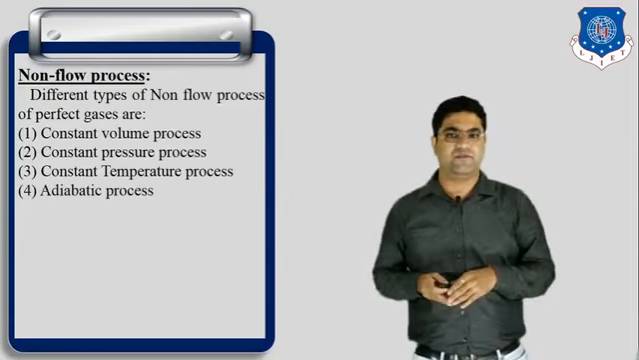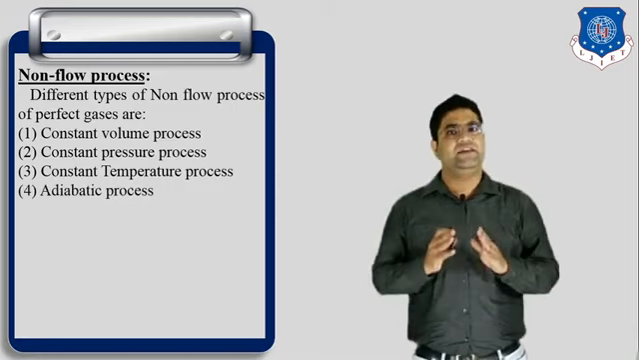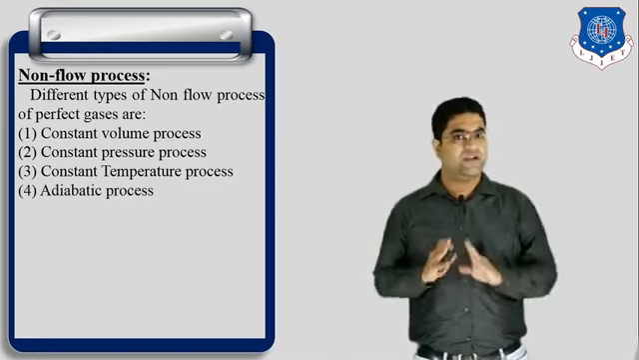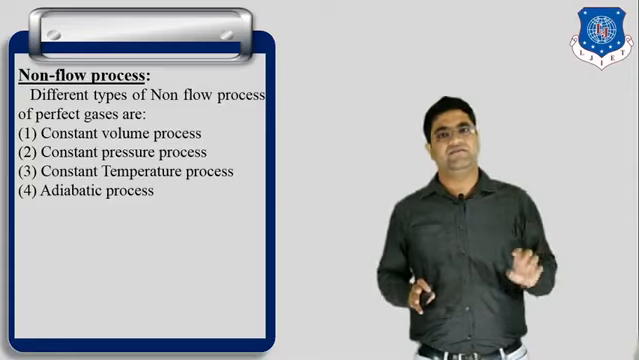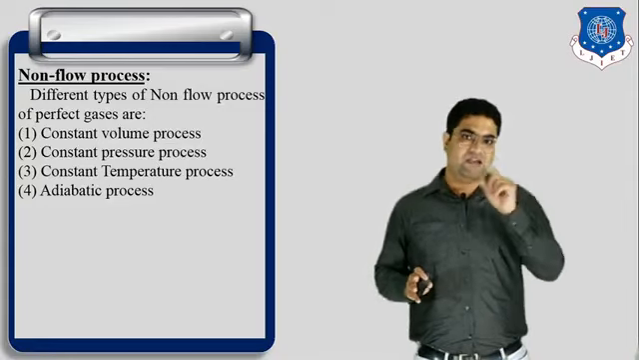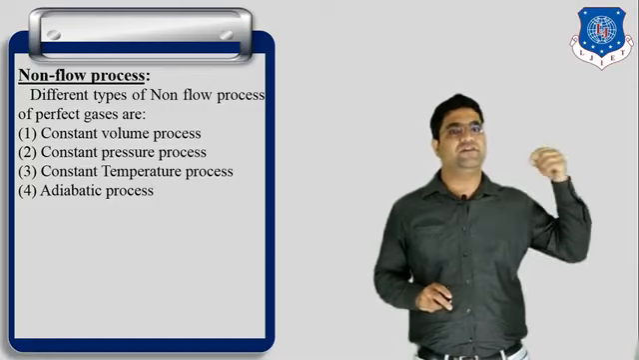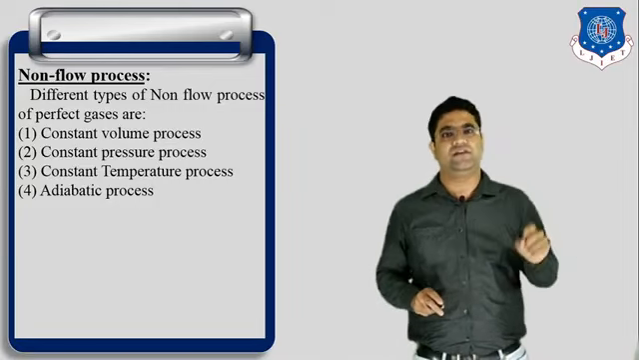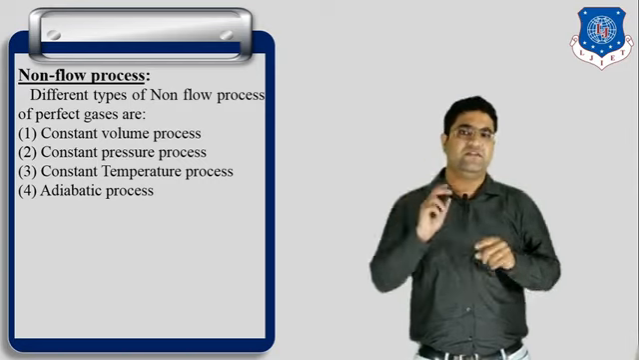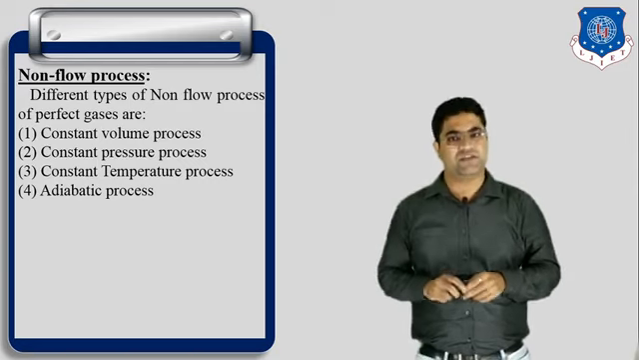Next is the adiabatic process. In the adiabatic process, heat transfer is zero, no heat transfer can take place, so that we will discuss. Then in the adiabatic process we will also discuss the adiabatic law, that is PV raised to gamma equals constant. All that we will discuss in the adiabatic process.